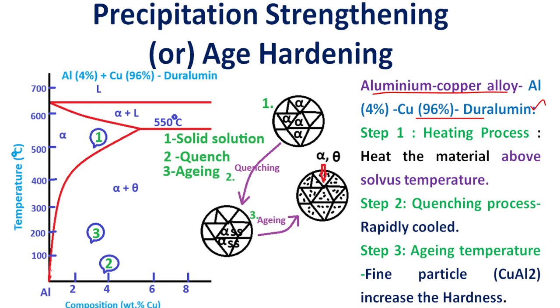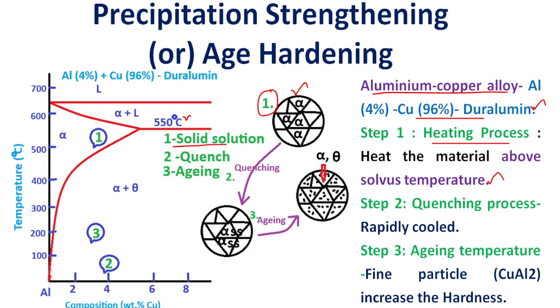The first step is the heating process. The first step is to heat the material above the solvus temperature. The solvus temperature is around 500 to 550 degrees Celsius. So heat the material to 500 to 550 degrees Celsius. This is the first stage.